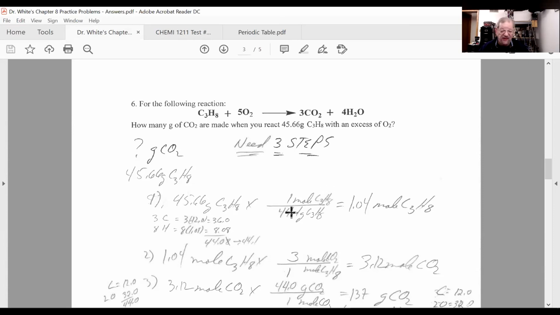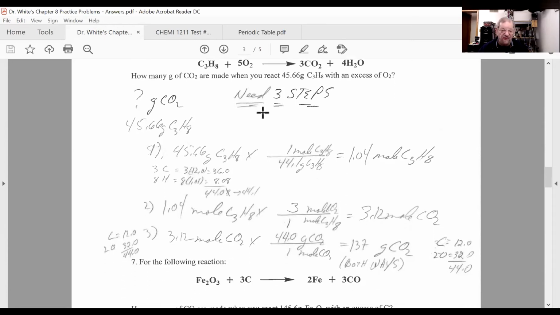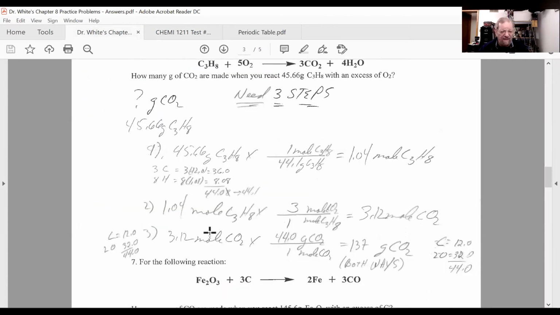And this is 3 significant figures, the 1 is an exact number. I answer here with 3 significant figures. Are we done? No, we have to do step 2 of 3 steps. And if you look at important information, convert moles of A to moles of B. And now we have moles of propane, C3H8. We want to get to what? Well, we're trying to get eventually to grams of CO2. So B here is moles of CO2.